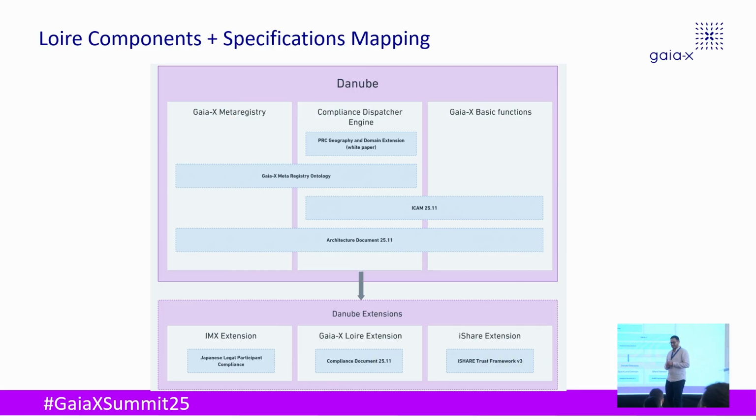This one might be tricky. I'm seeing the core of Danube, and I'm seeing the nice Gaia-X specification, the architecture, the ICAM, and the output from the PRC. And of course, there is also the data exchange that I do not see here. Yet it's understandable because there are not a lot of rules from the PRC dealing with data exchange, but there's going to be. So how would it be managed? Would it be at the core of Danube, or would it be as an extension? Extension? Okay.